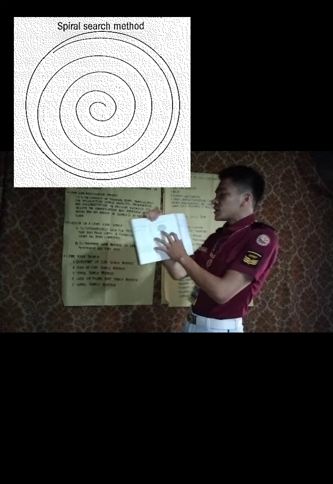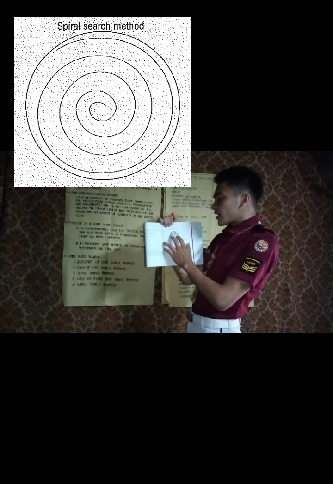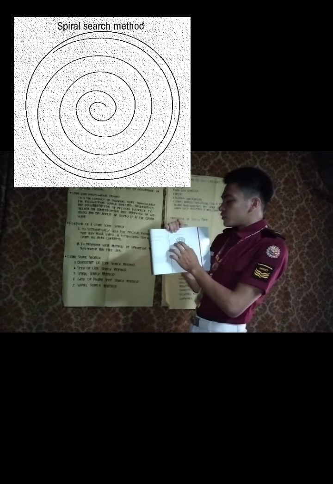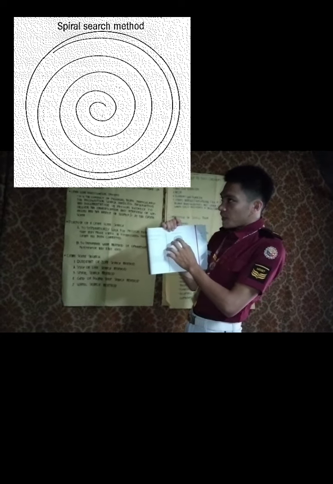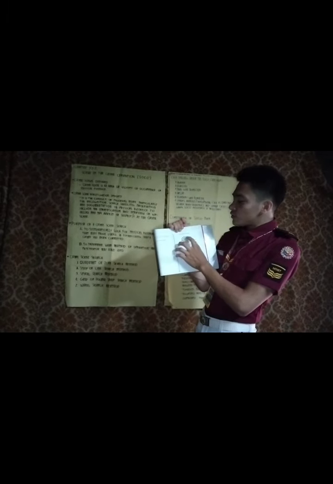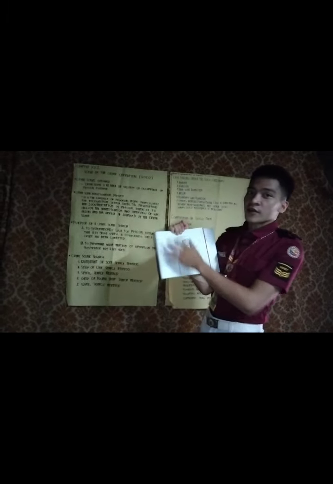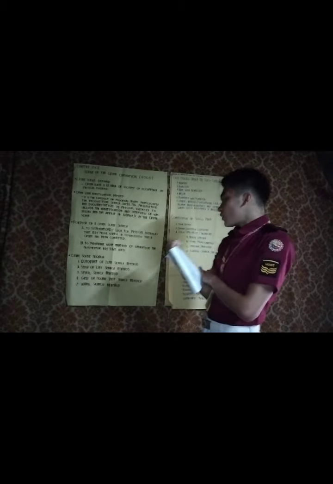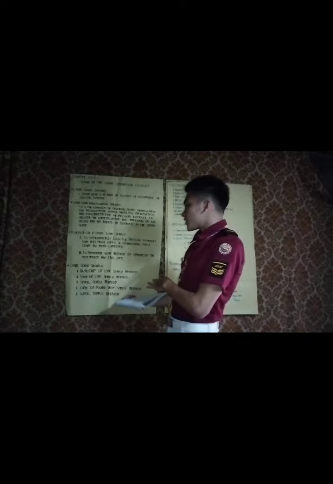So as you can see, it's just like a fingerprint. This is a core and a path forming a circle through the exit of the crime scene area. So we have the spiral search method.